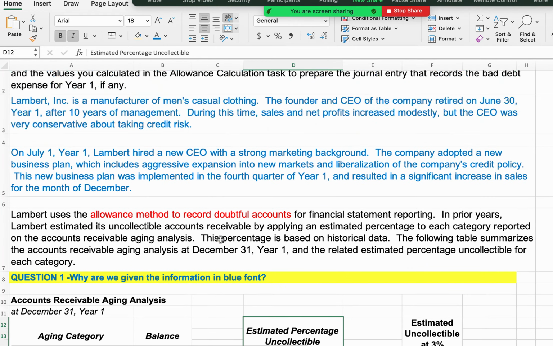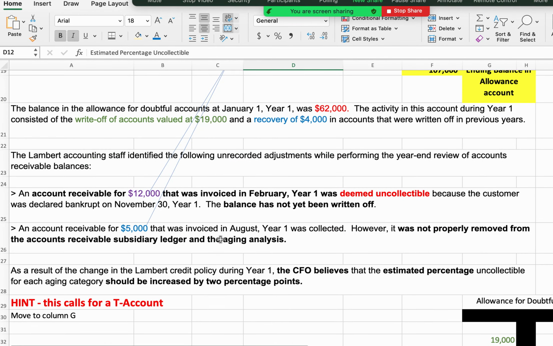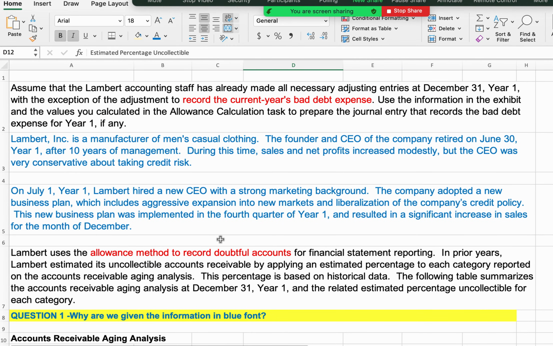See here. I think, what is it? This one has a challenge in it. So this one's probably the one I should do with you. And so this one is on what?